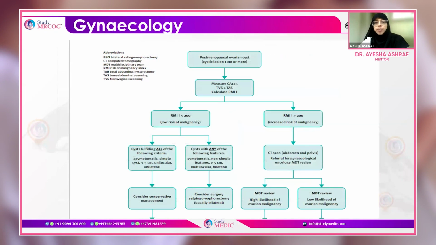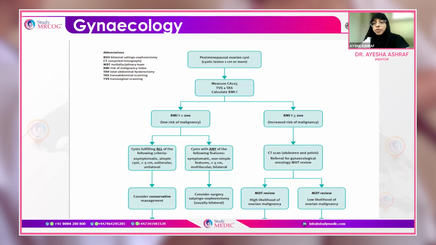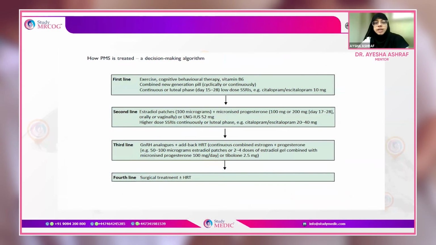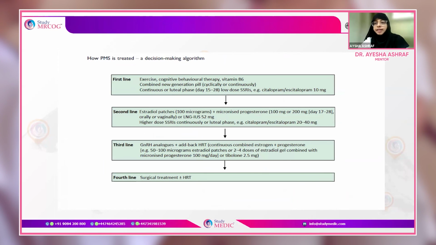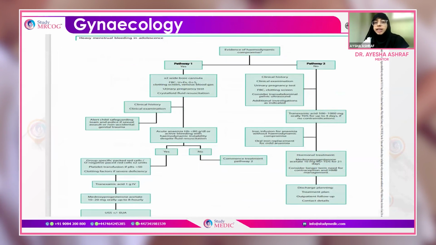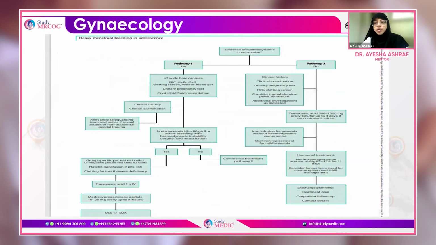Again, see about the postmenopausal ovarian cyst. How would you go about the treatment? This is again a flow chart about how PMS is treated: first line, second line, third line, and fourth line. Again, heavy menstrual bleeding in adolescence. This is a flow chart from the TOG article.